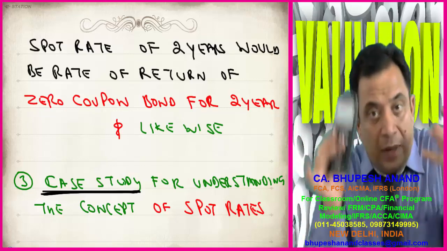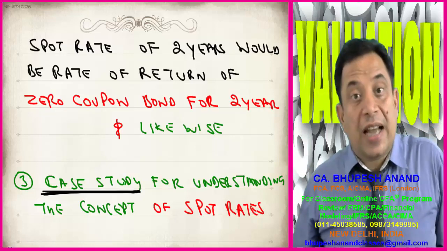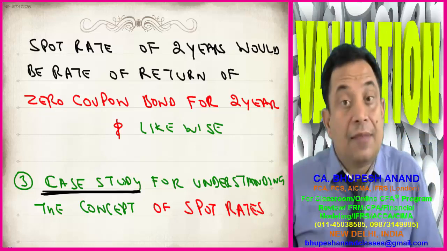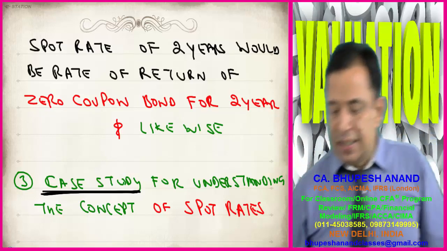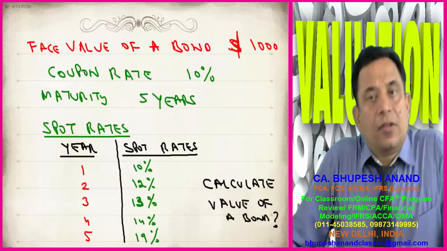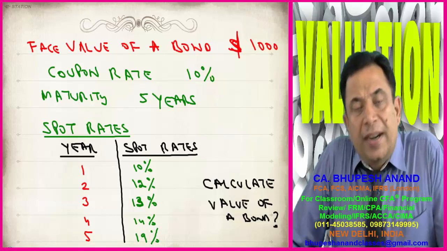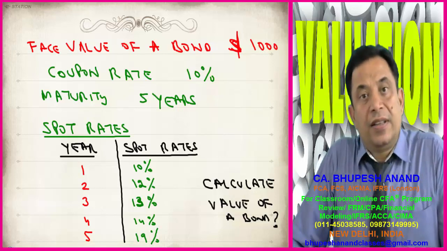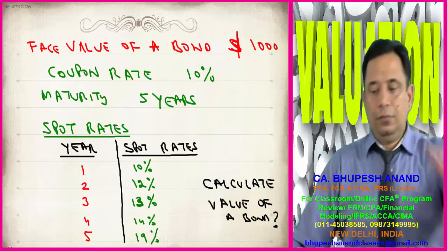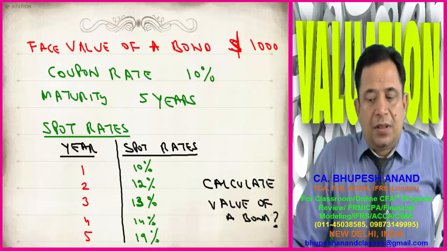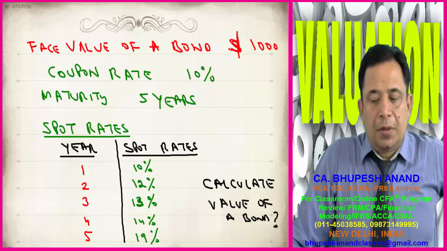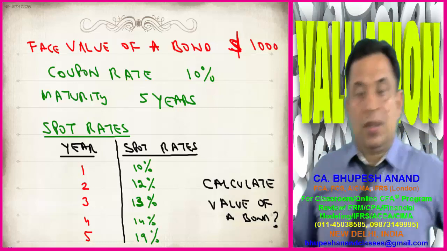I want to explain with the help of this case study what I mean by spot rates, and it will be helpful to us in practical problems. Case study for understanding the concept of spot rates. Let the face value of a bond be 1000, let the coupon rate be 10%, let the maturity be 5 years, and we are given 5 spot rates. First year 10%, second year 12%, third year 13%, fourth year 14%, fifth year 19%, and we have to calculate the value of the bond.